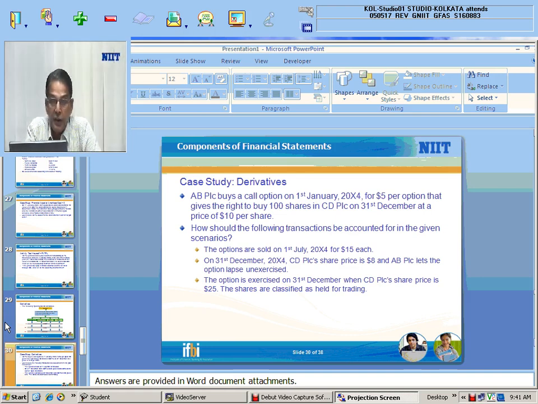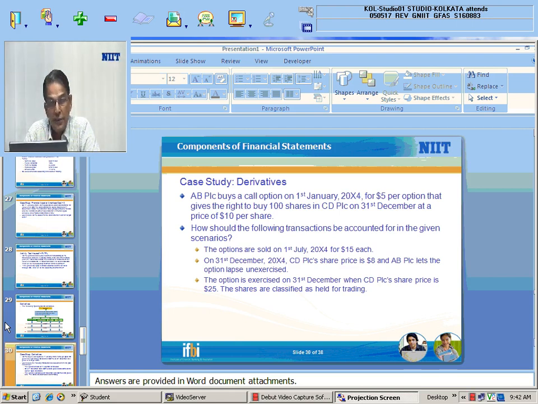The second scenario is on 31st December, the person who holds the contract, ABPLC, continues to hold that option contract. On 31st December 20X4, when the contract is going to expire, on the expiry day, CDPLC share price is $8. And since CDPLC share price is less than the strike price, ABPLC lets the option lapse unexercised. So the option is allowed to lapse.